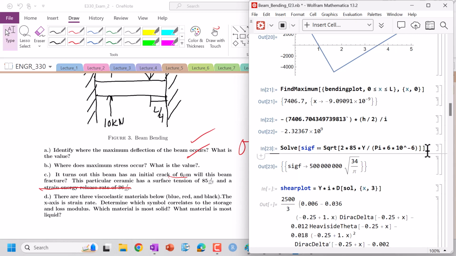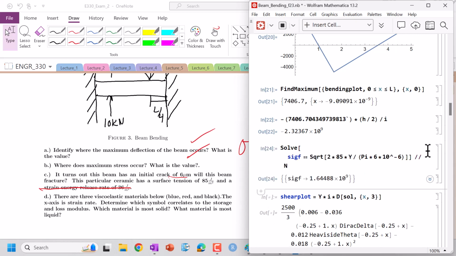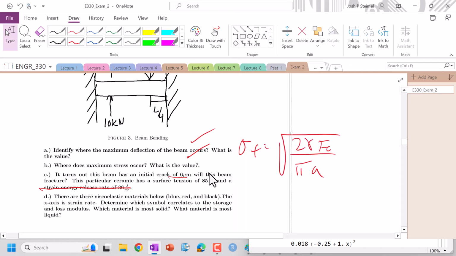Let's solve that numerically. Let's see if it compares. Ooh, pretty close. Pretty close in value, but this is actually higher, so it will definitely fracture. That beam is a goner.